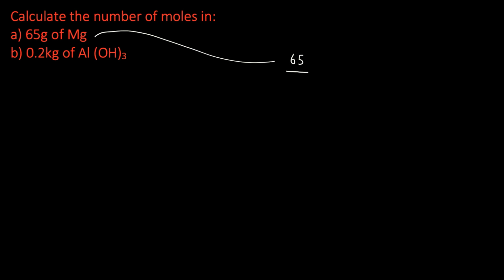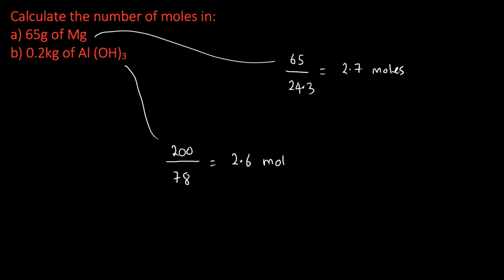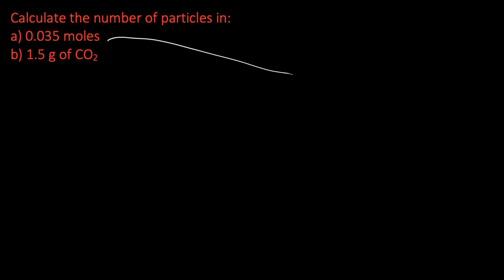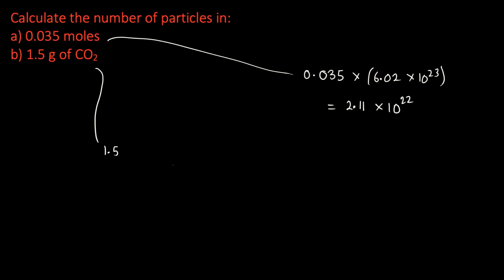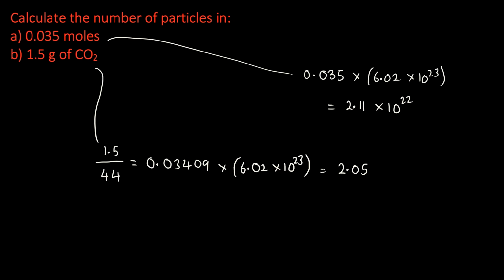Mass divided by the relative mass gives us 2.7 moles. Convert into grams, so 200 grams, divide by the Mr, which is 78, and we get 2.6 moles. Do the moles multiplied by Avogadro's constant, and the answer is 2.11 times 10 to the power of 22. 1.5 divided by the Mr of CO2 gives us the moles. Multiply this by Avogadro's constant, and we get 2.05 times 10 to the power of 23.